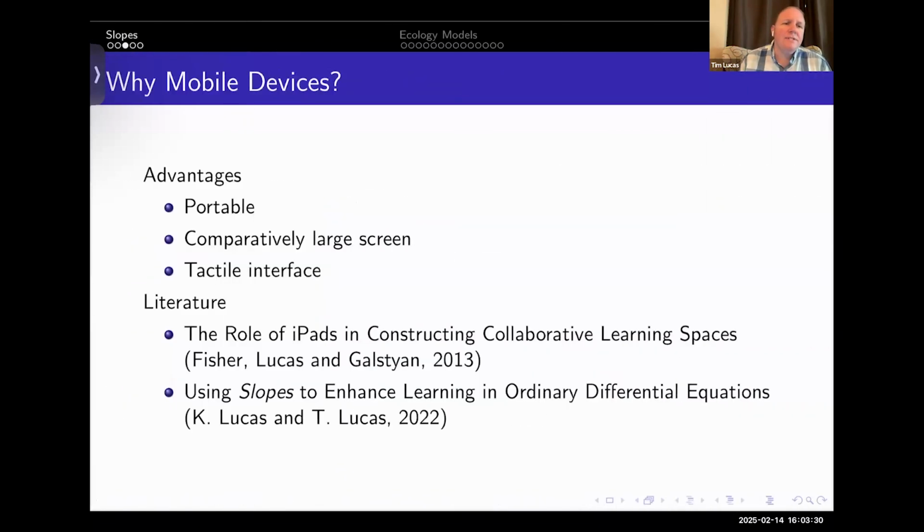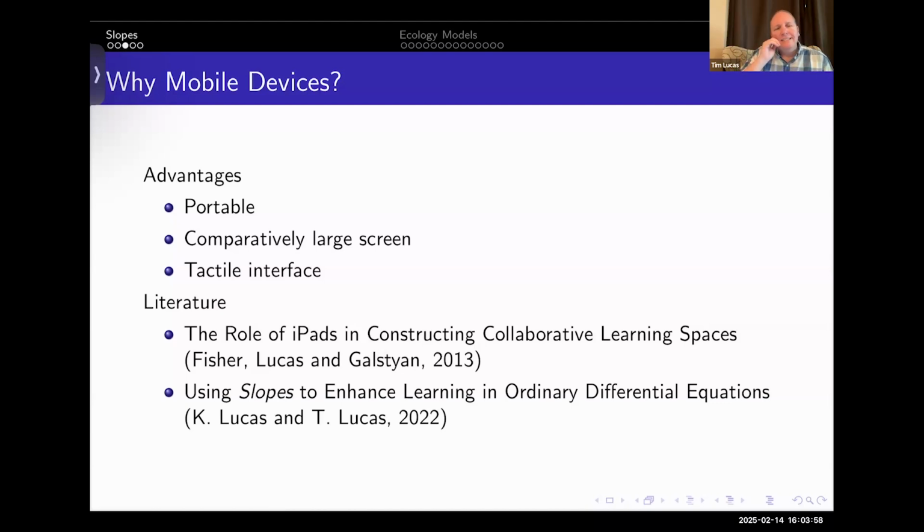So that's why I decided to look at mobile devices for visualizing differential equations. I found a little study when the first iPad came out. Our university actually bought a bunch of them and said, hey, will someone try something in the classroom with these? And we did a study where we looked at students using iPads versus laptops for some work in a business calculus class.